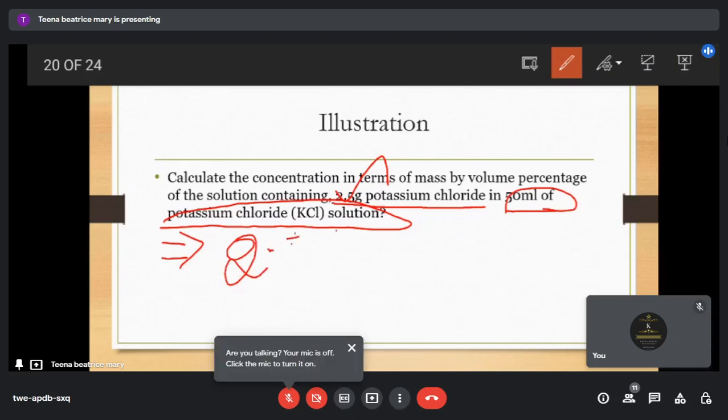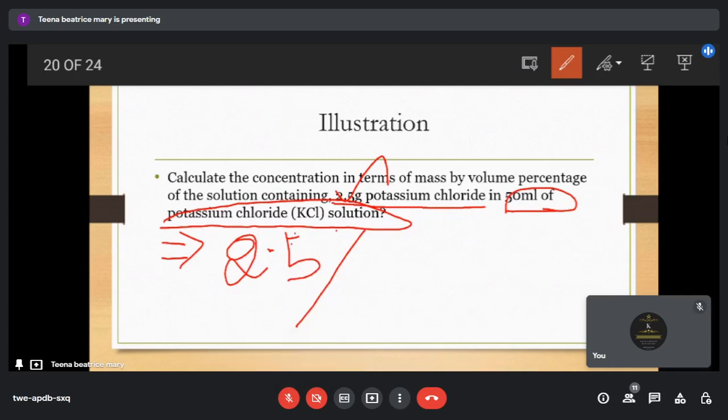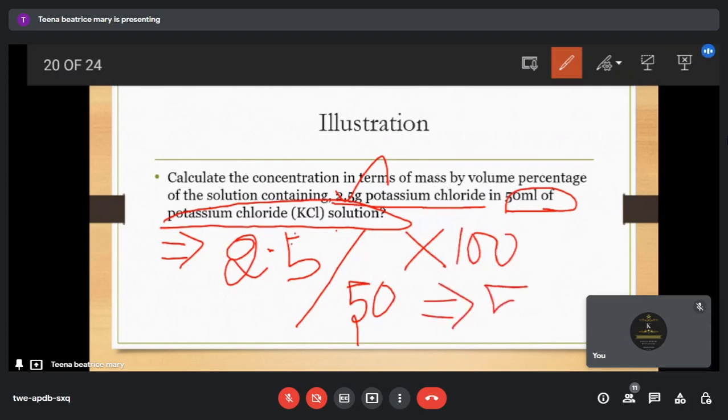So to find the concentration, again we are going to use the same formula. 2.5 gram of potassium chloride, given by the total, that is the volume of the solution. So the volume of the solution is 50, into 100. 5%. Very good. So the answer is 5%.